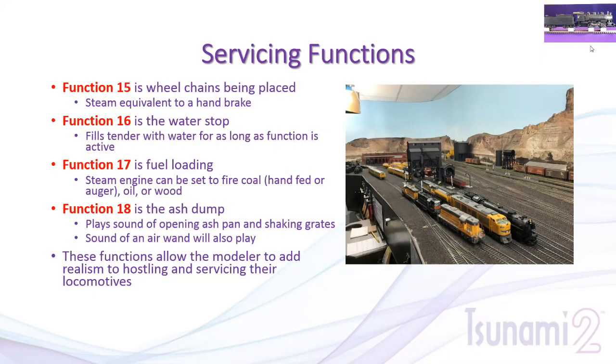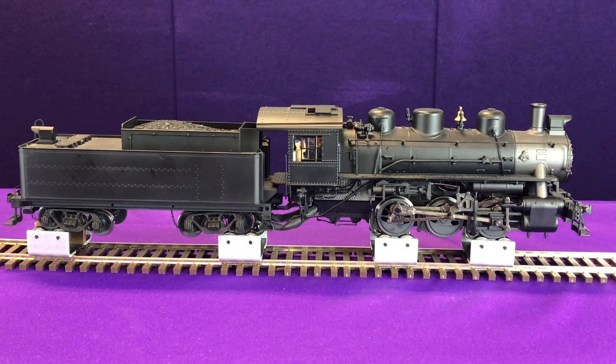Function 17 is the same type of thing, and it's for fuel loading. So if we've selected wood, coal, or oil, you'll hear the appropriate sound putting in. So again, if you're at a layout where they have coaling towers like you see there in the photograph, we can turn on simply function 17. And you're going to hear coal pouring into the tender. We turn 17 off, and you'll hear that stop.